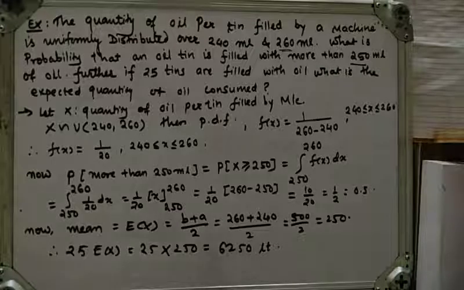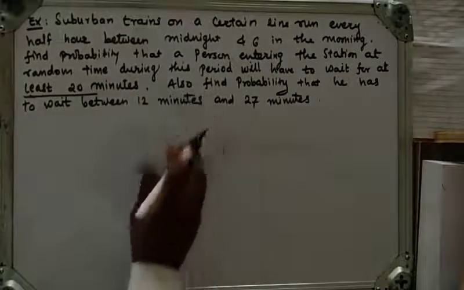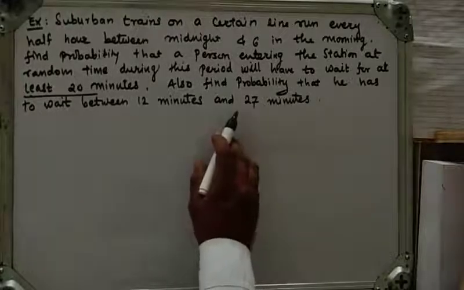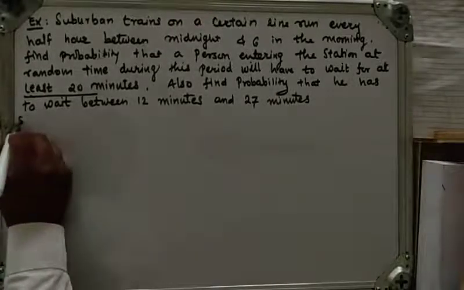Now let's see another example. In this problem, suburban trains on a certain line run every half hour between midnight and 6 in the morning. Find the probability that a person entering the station at a random time during this period will have to wait for at least 20 minutes. Also find the probability that he has to wait between 12 minutes and 27 minutes. So see the solution.